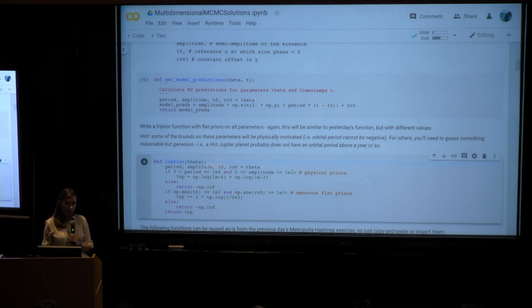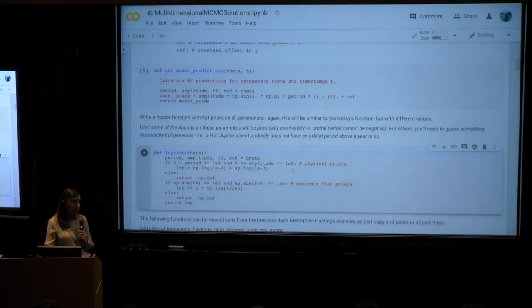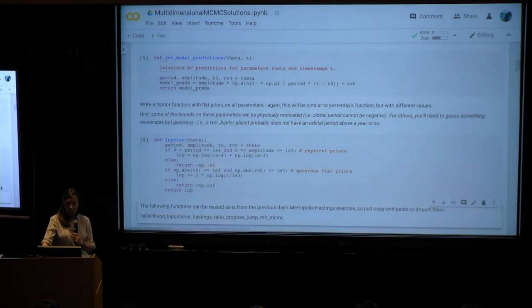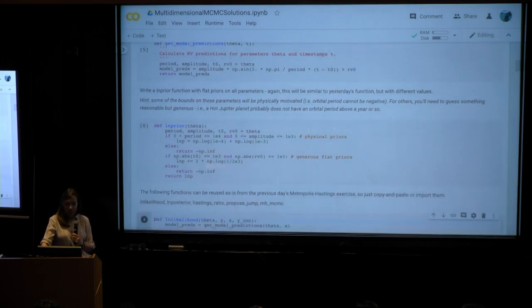And same with amplitude, it can go up to way higher than what the data actually indicate, but I wanted to avoid using the data too much in the prior. You could be a little more conservative than this in your prior.